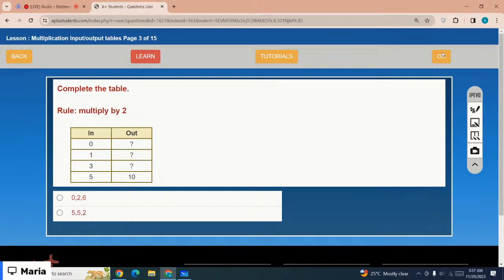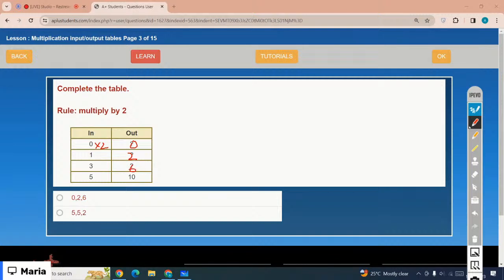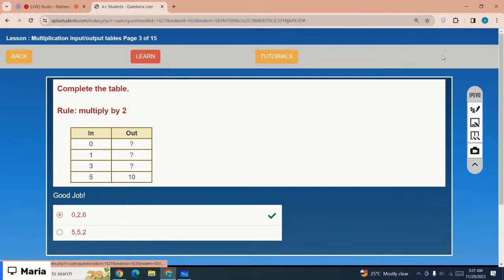You need to multiply them by 2. So the correct option is yes, 0 times 2 is 0, 1 times 2 is 2, and 3 times 2 is 6. So they are 0, 2, and 6. Very good. The correct option is option number 1. Option 1 is the correct option, right?